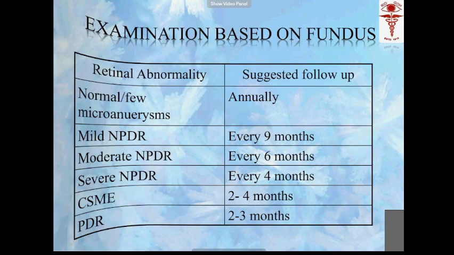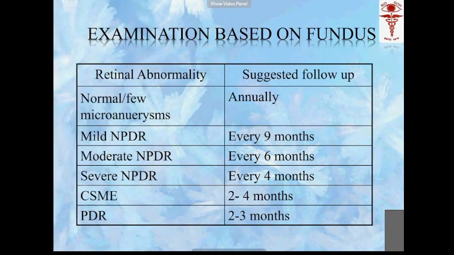Suppose you are examining a diabetic patient, diabetic retinopathy, and you are identifying some condition. How frequently do you call the patient for follow-up? If there is no retinopathy, he can come every year. If there is only mild, that is few microaneurysms, you ask him to come every 9 months. Suppose the patient has a few hemorrhages, few exudates, then you have to see him every 6 months.